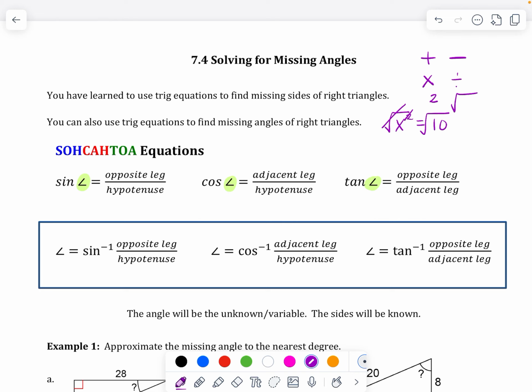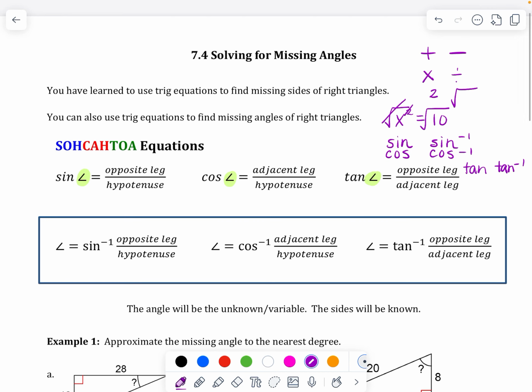It's the same thing with sine. We need an inverse operation that will cancel it. I know this will look weird, but the inverse operation of sine is sine with a little -1. The inverse operation of cosine is cosine with a little -1. And tangent, obviously, then is tangent with a little -1. So when you put an inverse operation next to a regular operation, they cancel each other out.